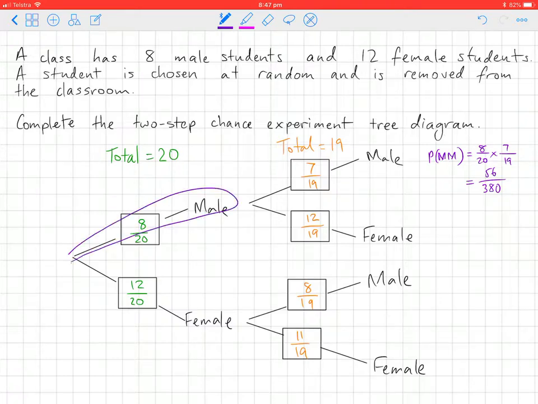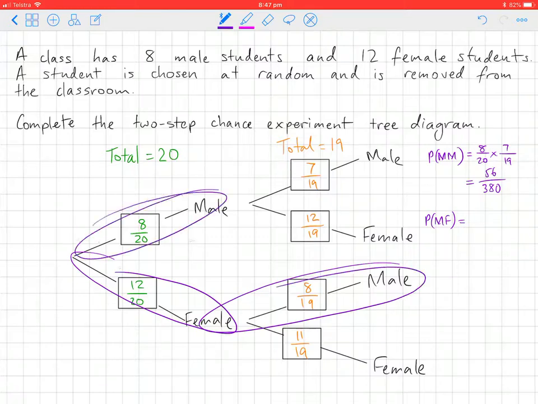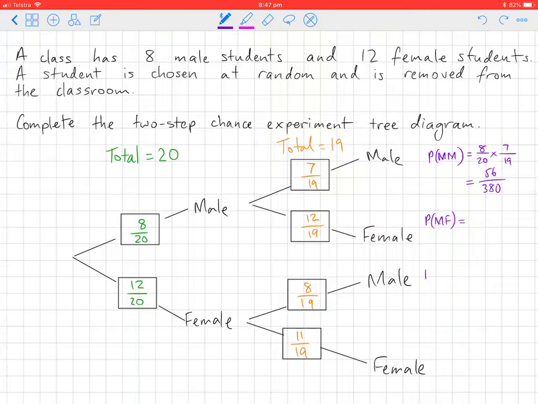What about the case where it asks for a male and then a female? You just traverse through this. Now, the keyword I said there was a male and then a female. That means male first and female second. But if a question says what is the probability of selecting a male and female, then you must also consider female and male in this situation. So in that case, you would add up the probabilities of both of these, because there's one case where the male is chosen first, and one case where the female is chosen first. So 8 out of 20 times 12 out of 19 would be the probability of a male then a female chosen, and a female then a male chosen would be 12 out of 20 times 8 out of 19.